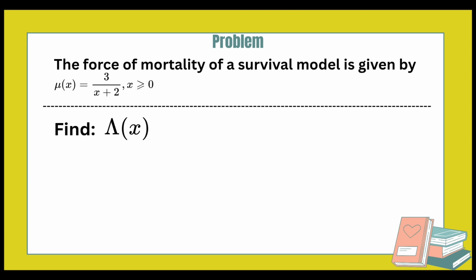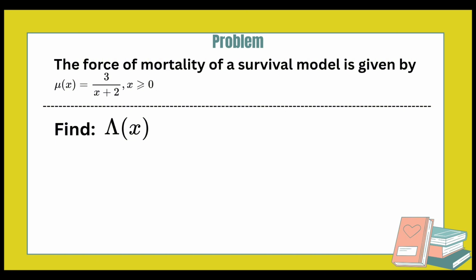So next, given the force of mortality, also called the hazard function, mu of x equals 3 over x plus 2, where x is greater than or equal to 0. We are asked to find the following 4 key functions in survival analysis. First one is the cumulative hazard function, or lambda of x.